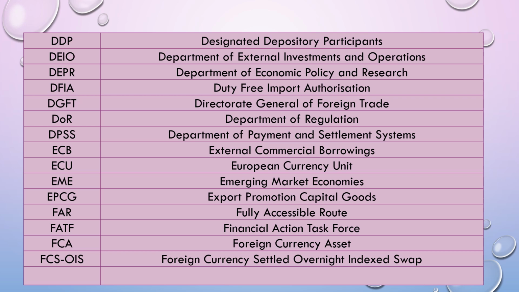DEPR is a knowledge center for macroeconomic policy research at the Reserve Bank of India. This is responsible for providing research inputs and updating management information systems, MIS, on macroeconomic and financial issues for policy related decision making. Next is DFIA, Duty Free Import Authorization.